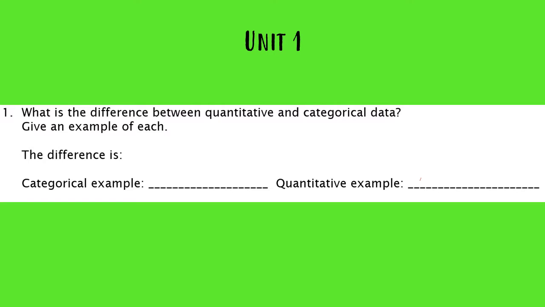So our question is, what is the difference between quantitative and categorical data? Give an example of each. So the first thing we need to know is what's the difference between the two. So I'm going to start off with quantitative.